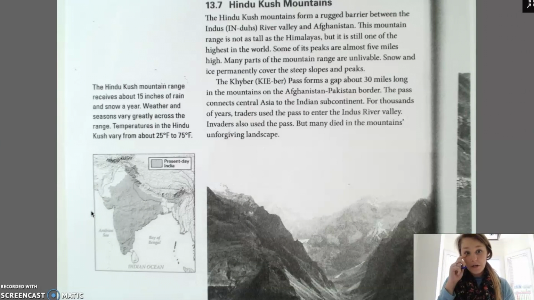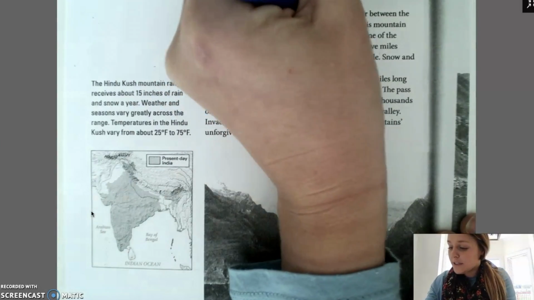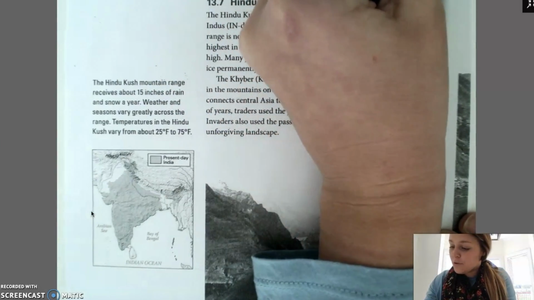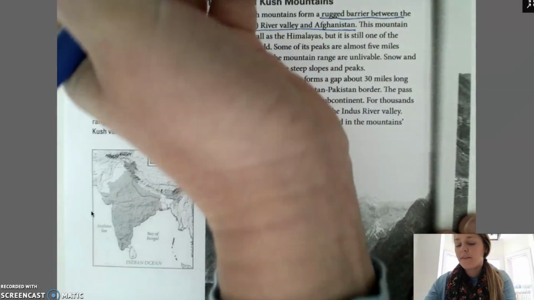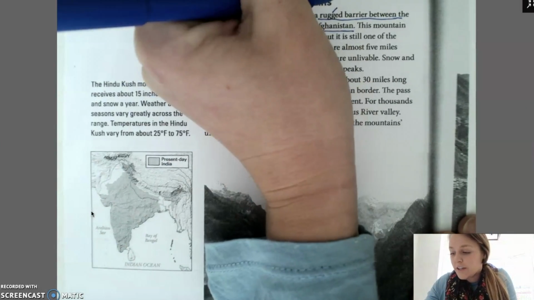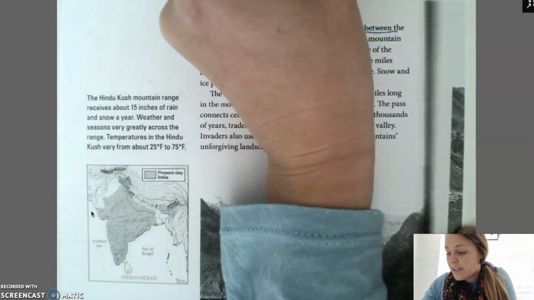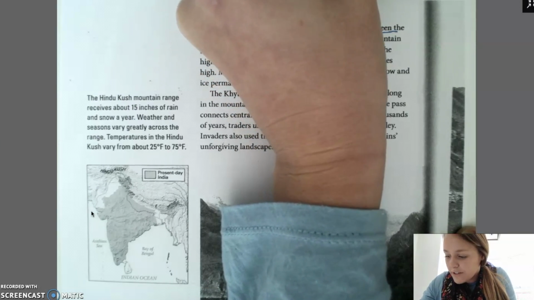Okay, so as we go back through, we see that the Hindu Kush Mountains form a rugged barrier between the Indus River Valley and Afghanistan. Okay, and what does that word rugged mean? Rugged means having a rocky or uneven surface.